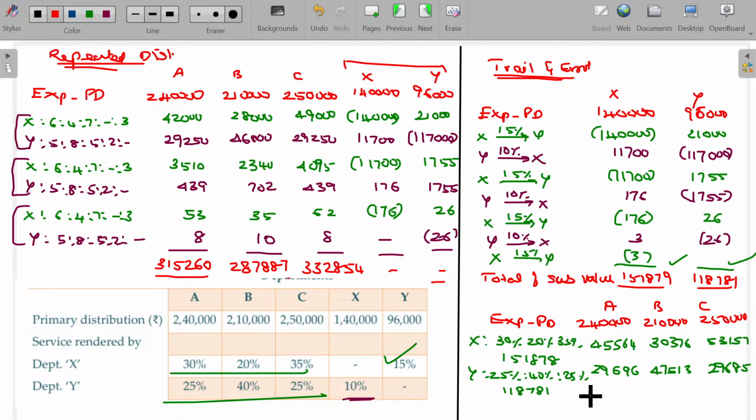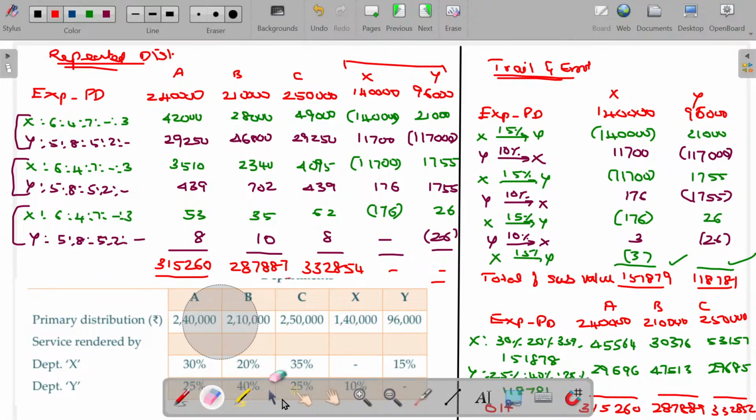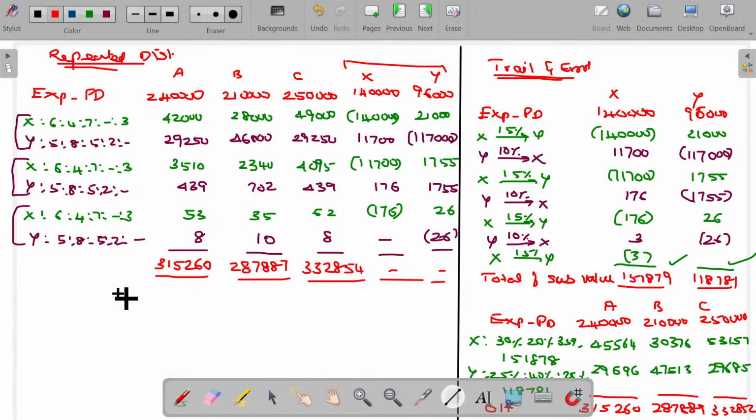Now, after the secondary distribution, the overhead of the production departments being 3,15,260, 2,87,889, 3,32,852. This number is almost equivalent to the number we calculated under repeated distribution method. The slight difference is due to rounding error. Clear? Hope you will be now able to understand. You can follow one of the methods in your examination, but if it is clearly stated that you have to follow a particular method, then you have to stick to that method only.